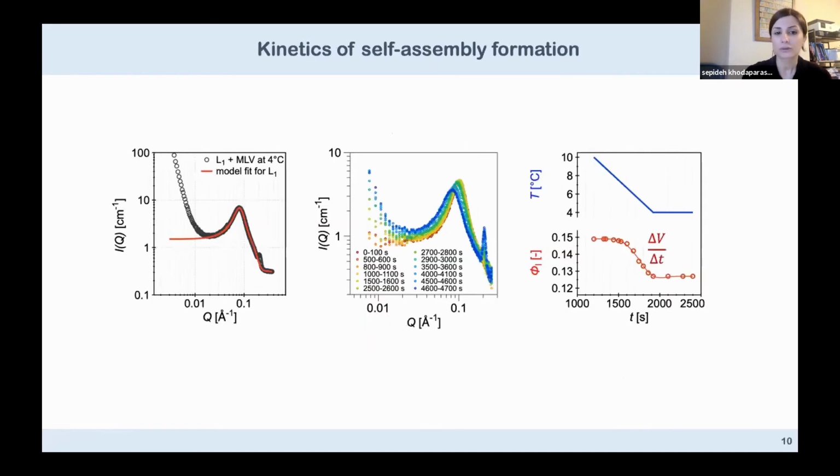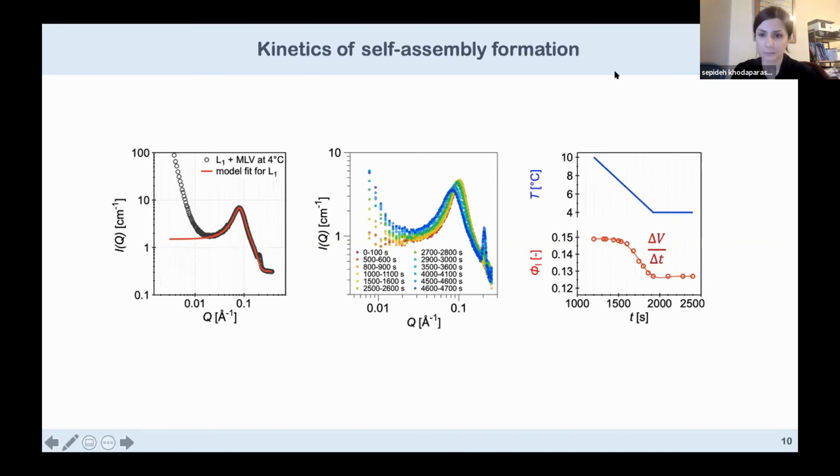So in order to verify this hypothesis, what we can do is go back to the SANS experiments and this time try to calculate the population of the micellar phase at every point in time. These are time-resolved SANS experiments where we cool down the sample, and at every time we estimate the volumetric population of the micelles that we have.